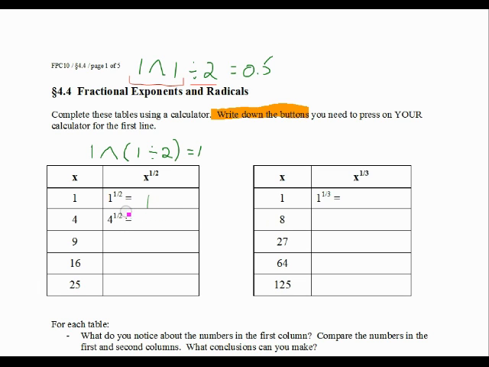Okay, so 4 to the 1/2 is 2, and then you need to do 9 to the 1/2 and 16 to the 1/2. Okay, I'm going to pause the video, and you're going to go ahead and complete that, and then come back and see if you're getting the same answers as me. Okay, there are the answers. Take a look at them. Hopefully you got the same as I did. If not, go and figure out how to make your calculator work so you do get those answers.